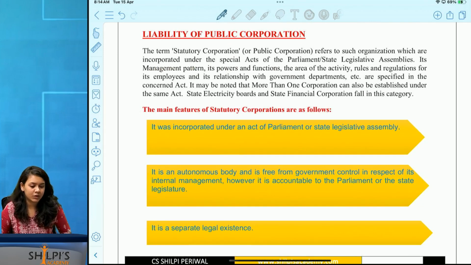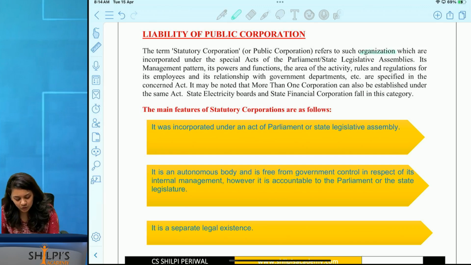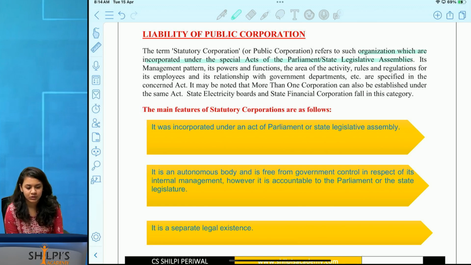The last topic that we are going to be looking at over here is the liability of a public corporation. Now, what exactly is a public corporation? We can refer to any public corporation as any organization that was incorporated under any act of parliament or legislative assembly, in the sense that the management, powers, functions, rules, regulation, employees, etc. are all specified within the concerned act.